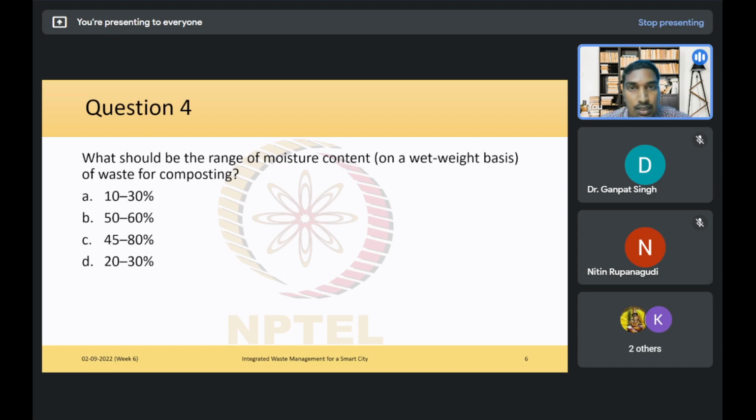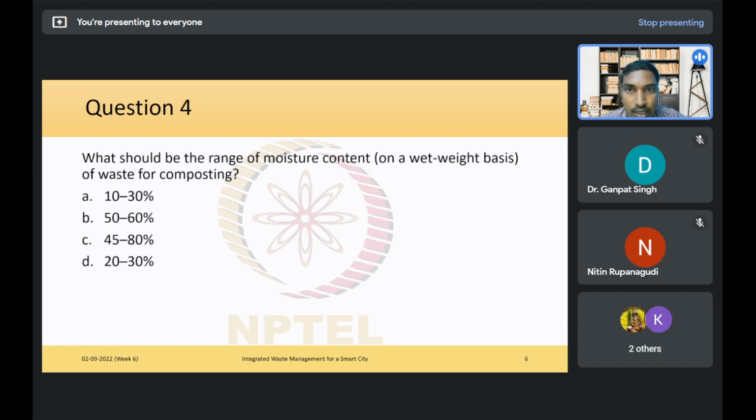So there needs to be a certain amount of moisture content, which will make the composting process effective or efficient, right? So the optimal value for this is determined on a wet weight basis. So what do we mean by wet weight basis? The moisture content is calculated by considering the weight of the waste along with the moisture content. We do not dry the waste and then determine this value. When the moisture is present in the waste, in that state we determine what is the moisture content.